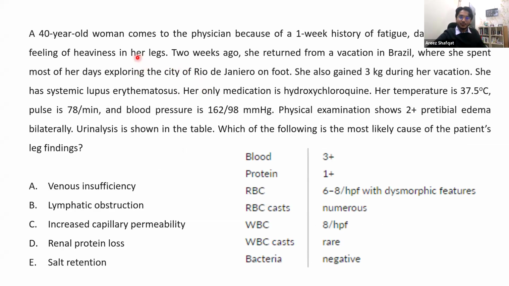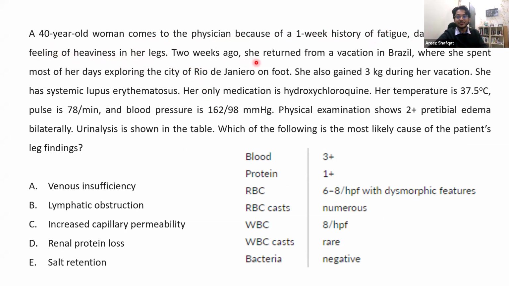Good. So now we're done with the nephrotic syndromes. These next few questions deal with nephritic syndromes. A 40-year-old woman comes to the physician because of a 1-week history of fatigue, dark urine, and a feeling of heaviness in her legs.